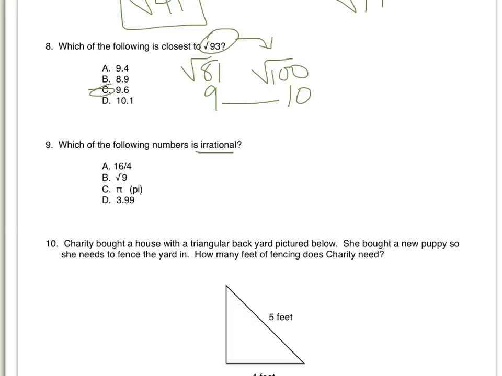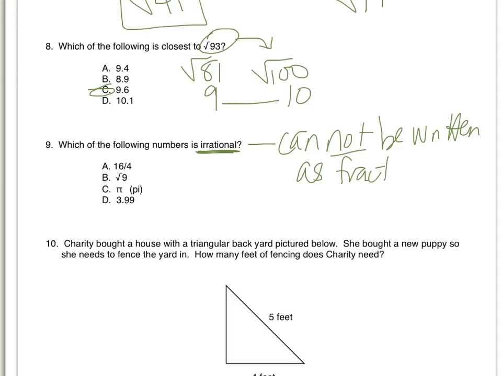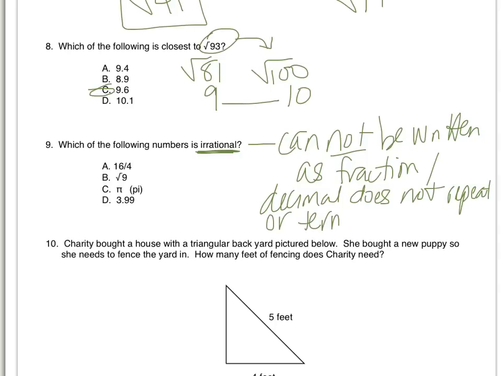Which of the following numbers is irrational? Remember, irrational means that it cannot be written as a fraction. The decimal does not repeat or terminate.